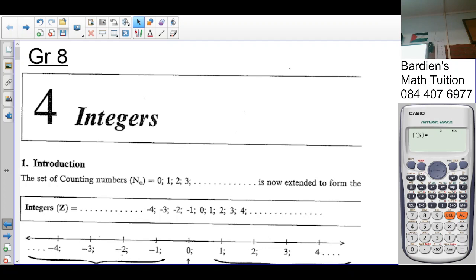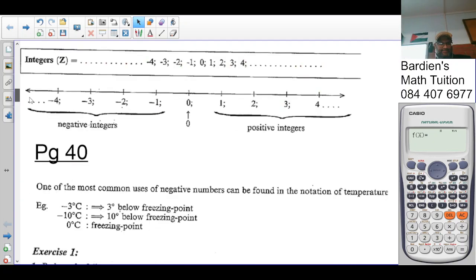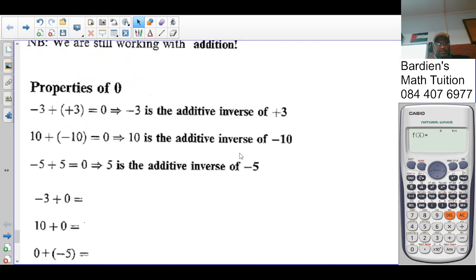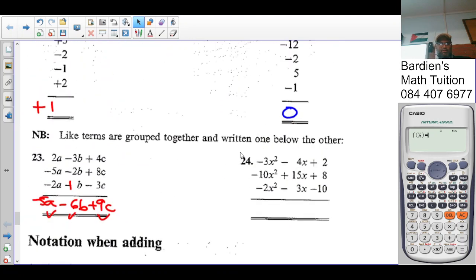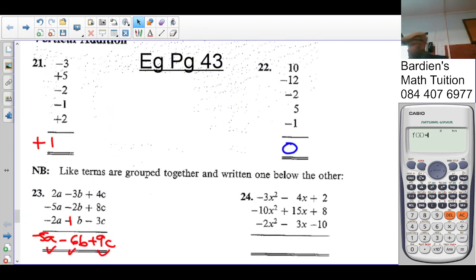You guys ready? Right, who's next? Me. I got negative 15x squared plus 8x plus 0. We don't have plus 0. No? Who got that answer?